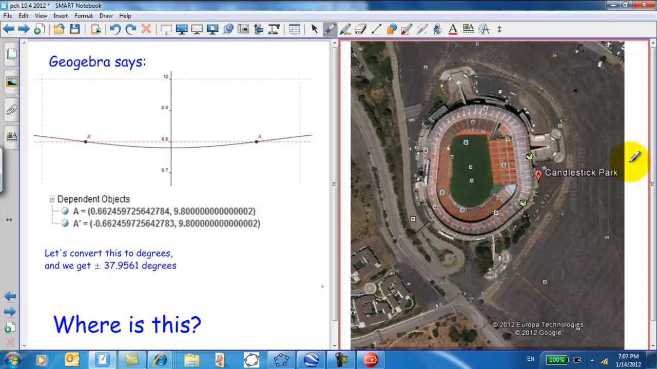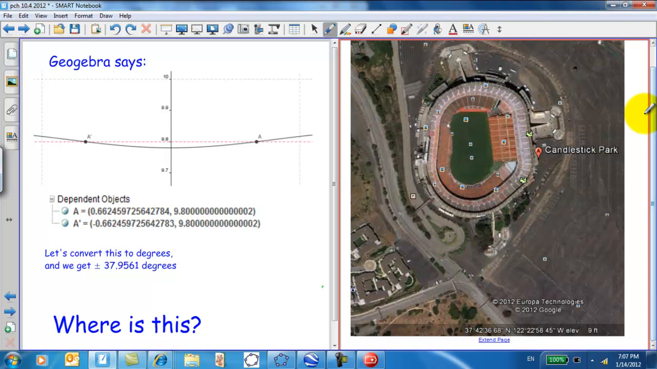Oh, shoot. Doesn't have the, yeah, it should have the, yeah, there it is. 37 degrees, 42 minutes. Okay.